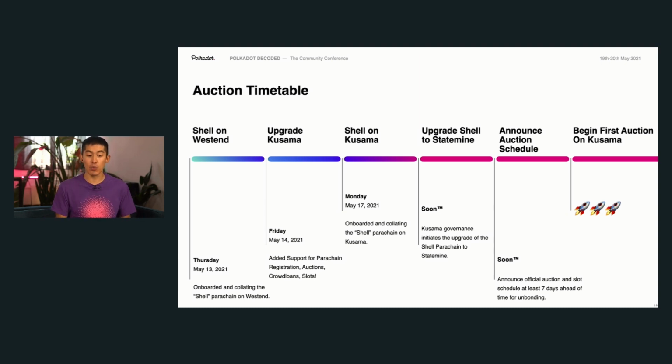And then when that is running well and stable, we will announce the official auction schedule. And of course, give you all 7 days notice so that you can unbond your KSM if they're currently being staked.